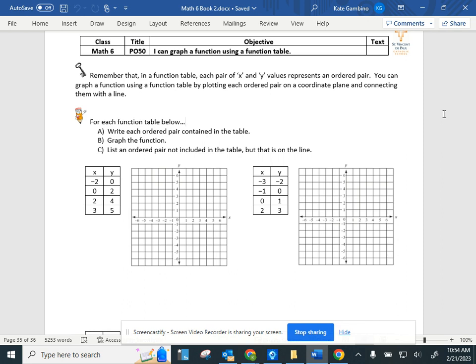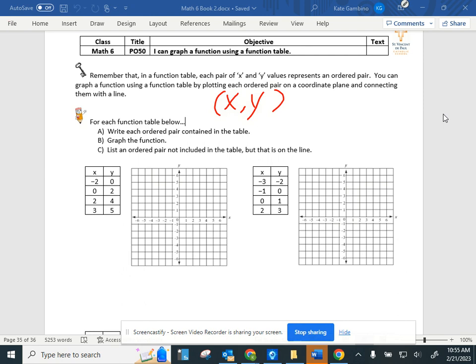So remember that in a function table, each pair of x and y values represents an ordered pair. Our ordered pairs are always alphabetical, x then y. And our function tables have our x column and our y column. So you can graph a function using the function table by plotting each ordered pair on a coordinate plane and connecting them with a line. We've already graphed ordered pairs. We know how to do this. So now we're just going to take that function table, write out the ordered pairs, and then graph it.